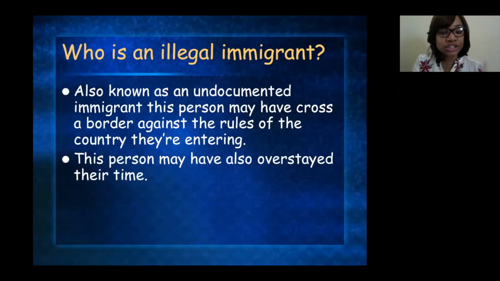So when you're undocumented and you come into another person's country, you cross their borders without the right procedure, then you're considered illegal. So I don't want to see anyone using this term with immigrant being someone who is legal. An illegal immigrant is someone who is illegal, okay? This person can also be considered illegal when they stay over their time. So please feel free to go back onto the site and get this information.